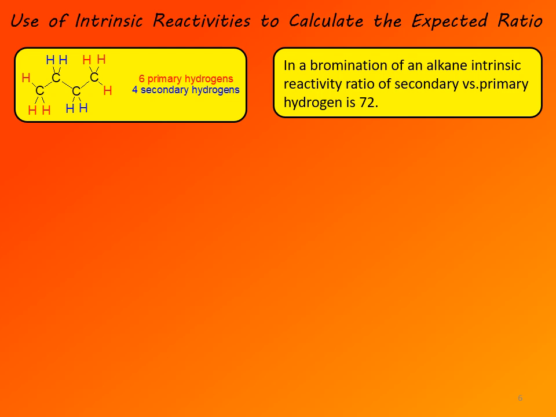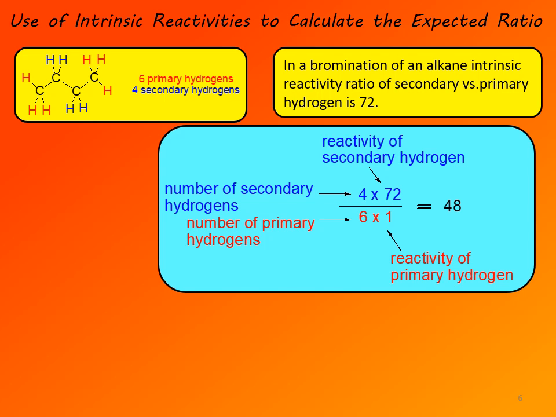So secondary hydrogen is 72 times more reactive than primary towards bromination, which means that bromination is obviously much more selective compared to chlorination reaction. Now we can use that information to calculate expected yield of 2-bromobutane versus 1-bromobutane in a bromination reaction. And here is how we would do that.